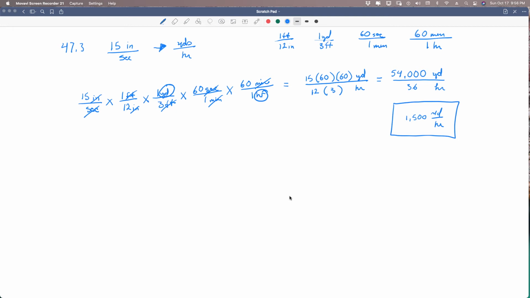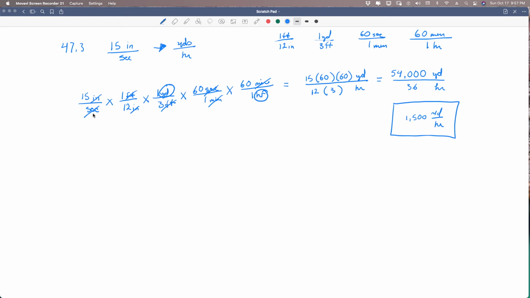All right, if you ended up with 1,500 yards per hour, then you got the right answer. So what we did first was we said 15 inches per second, so 15 inches over seconds, times, we put 1 foot and then inches on the bottom to cancel out inches, and then we put 1 yard over 3 feet, we canceled out our feet. Then we stopped with yard because that was the unit of measure we were looking for.